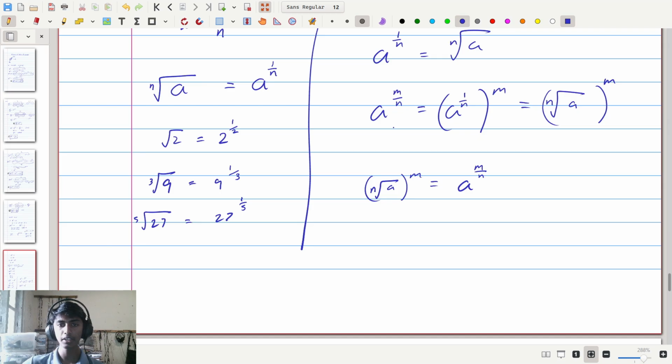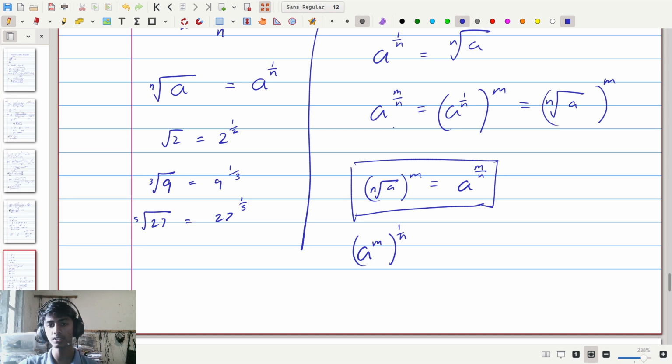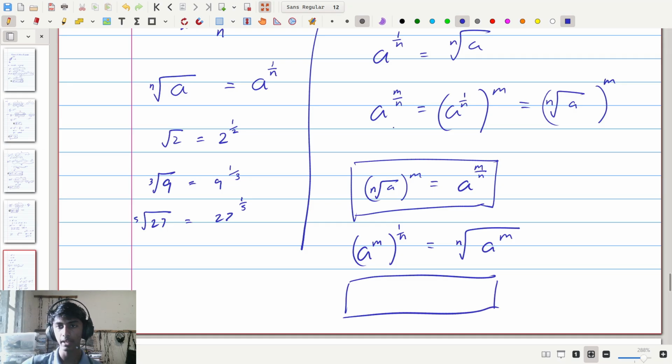Similarly, from our index rules, we also know that A to the m divided by n, or A to the m times 1 divided by n, can also be written as A to the m to the power of 1 divided by n, and we now know what a power of 1 divided by n means. So this is also equivalent to the nth root of A to the m. So you can see another interesting thing that just happened there. We have that the nth root of A to the m is equal to the nth root of A to the m.